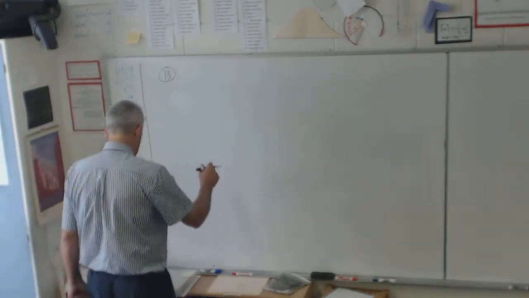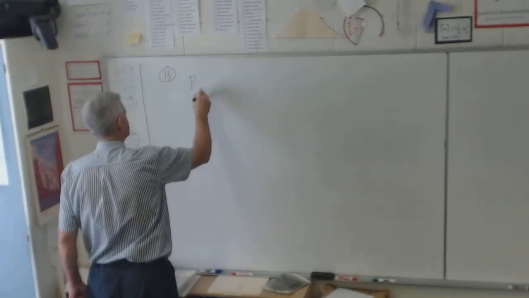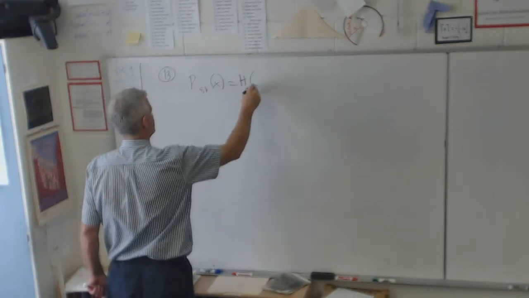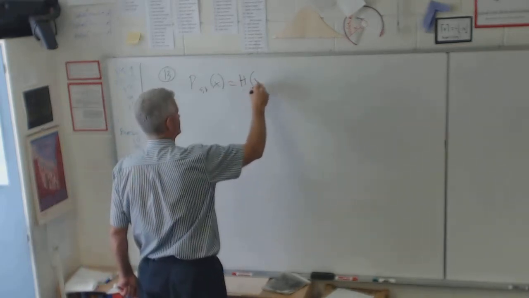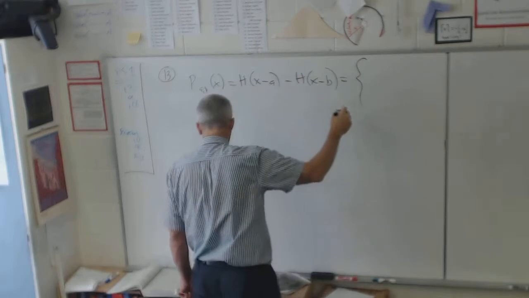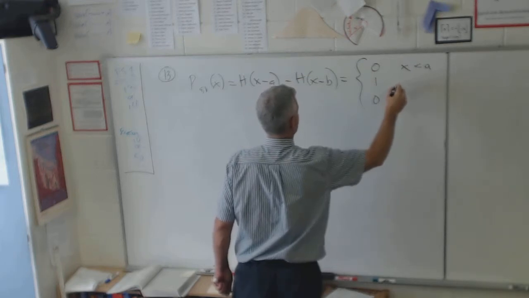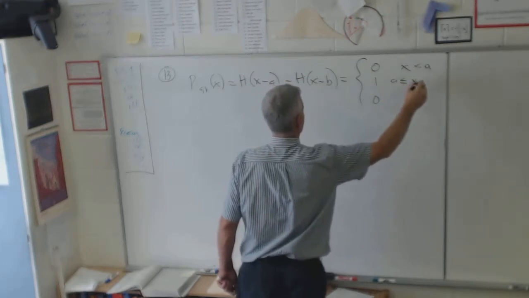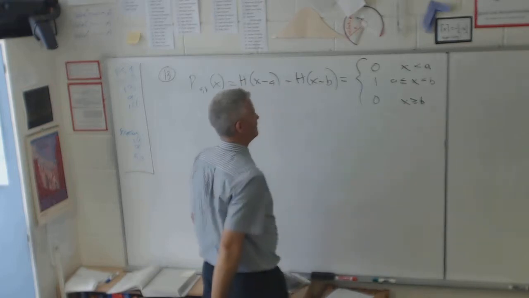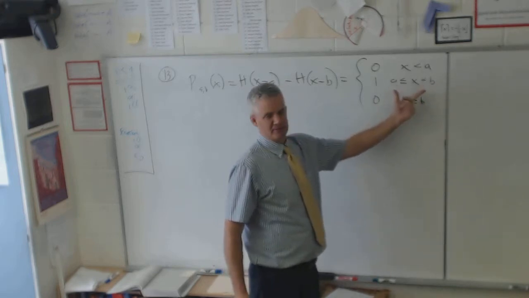Anyway, let's write this function down. It's called the pulse function. E of A, B of X is, go ahead, equals H of X minus A minus H of X minus B, equals, in brackets, 0 when X is less than A, 1 when X is greater than or equal to A and less than B, and 0 when X is greater than or equal to B. I'm interested that it equals 1 when it is A, but it's 0 when it is B. I was thinking it might be the same both ways.